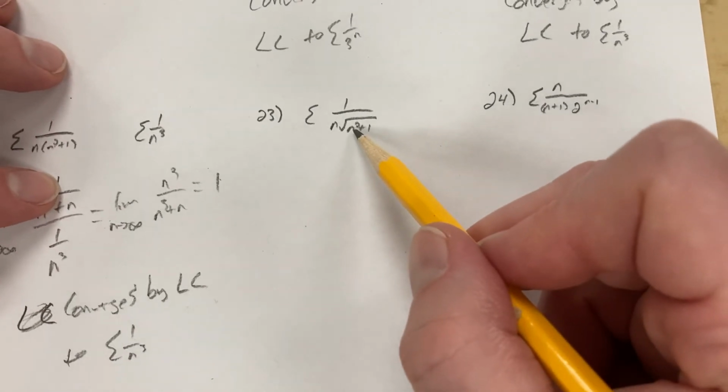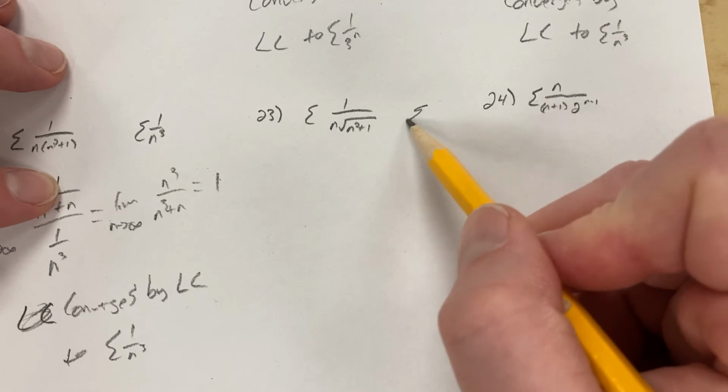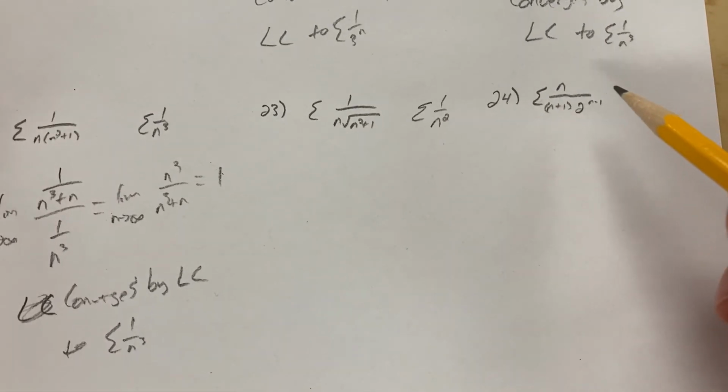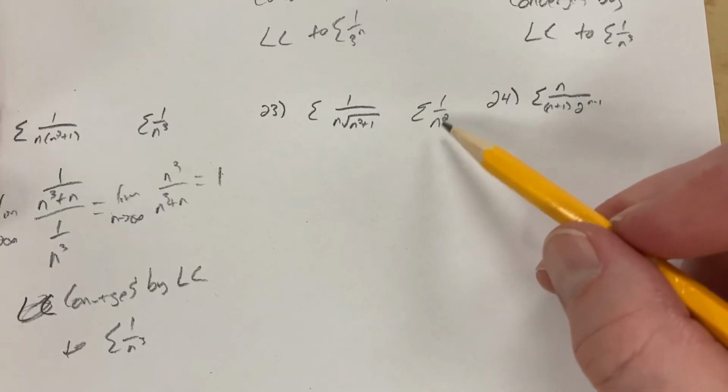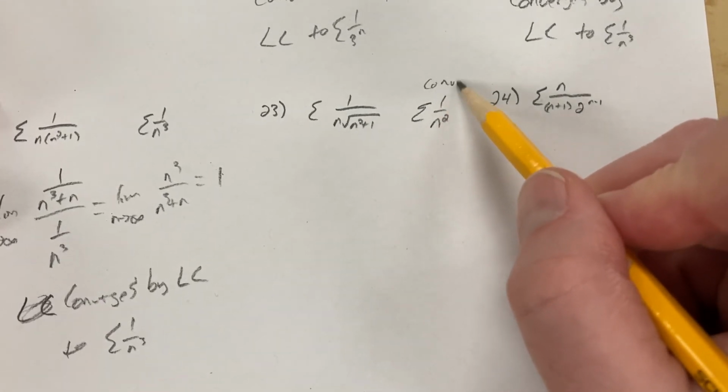For the next one, if I were to take the square root of n squared, I'd get n times n would be n squared. So again, in terms of boiling it down to what its principal piece would be, n squared would be what that kind of looks like, and that's a convergent series.